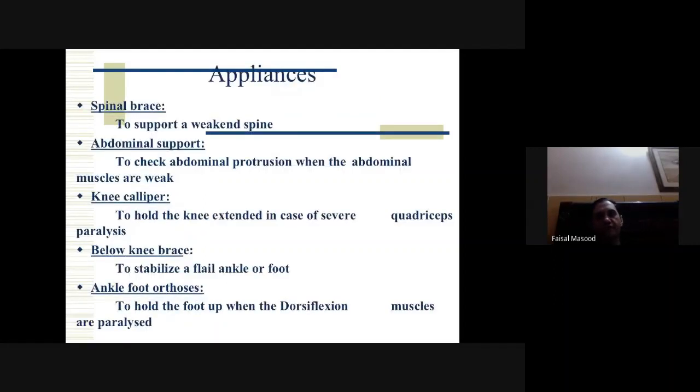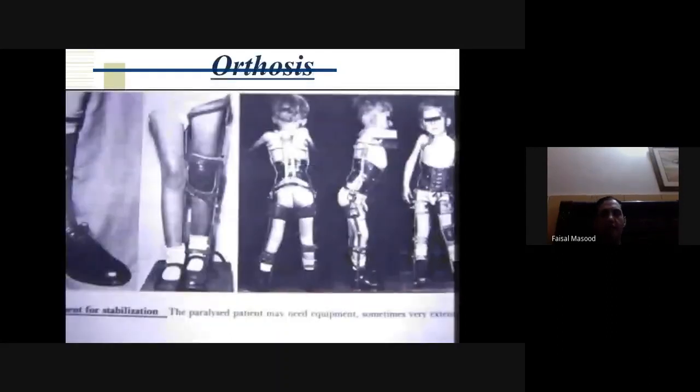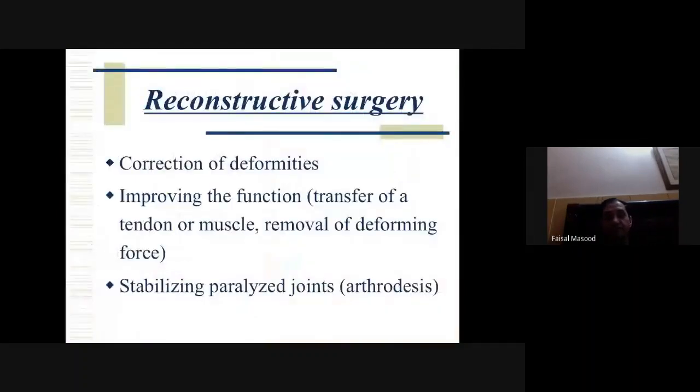Appliances: a spinal brace can be helpful, abdominal support can be helpful, knee caliper, below-knee brace, ankle foot orthosis; they can all help. These are examples of orthosis with or without involvement of the spine, with or without involvement of the hip, with knee or ankle involvement. Serial casting: fixed flexion deformities can be improved by serial casting.